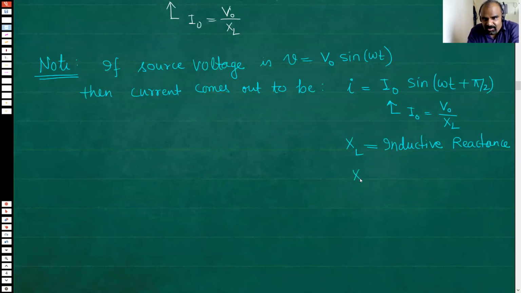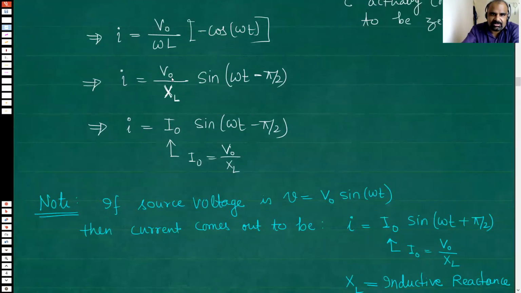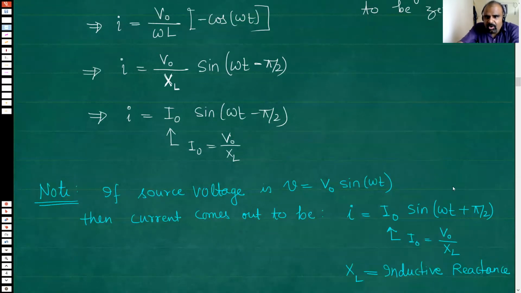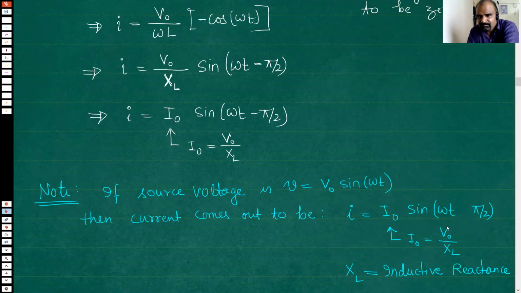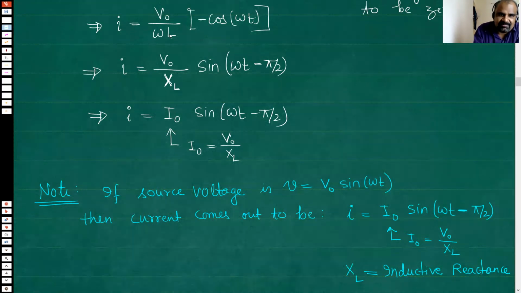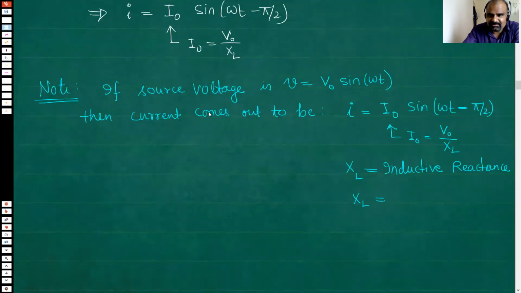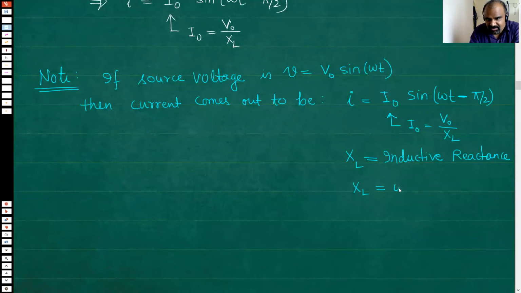Okay, what is the value of XL? We replaced sin omega t minus pi by 2. What? Sin omega t minus pi by 2? Oh, sorry. Thank you for correcting me. It's obvious that this is minus. You see, minus. Acha, XL, we replaced omega L by XL, na? So inductive reactance is omega L.